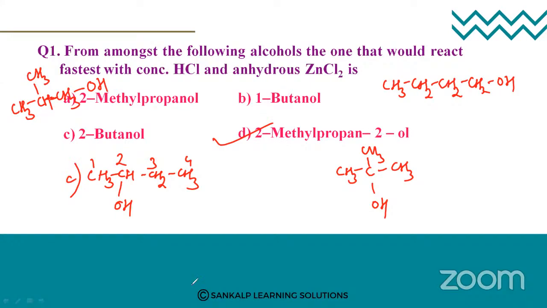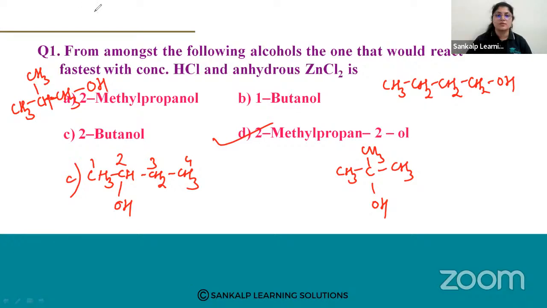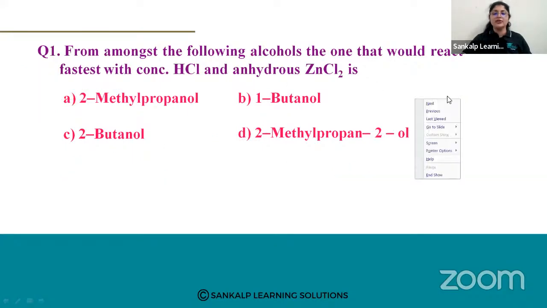Whenever you are reacting alcohols with Lucas reagent, remember that Lucas reagent is concentrated HCl and anhydrous ZnCl2. The reactivity order will be tertiary, more reactive than secondary, and then primary. So first write the structure, and then you will know which is tertiary and which is secondary. Then you can analyze things.